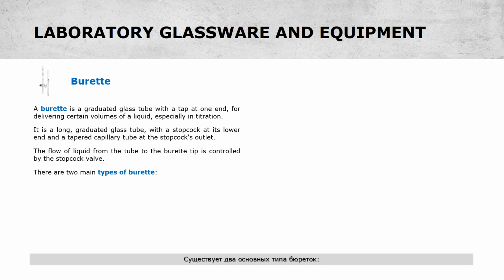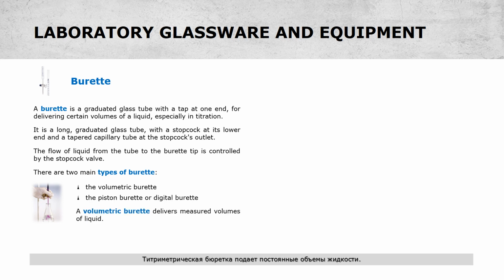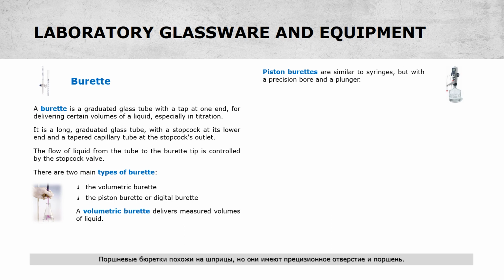There are two main types of burette. The volumetric burette. The piston burette or digital burette. A volumetric burette delivers measured volumes of liquid. Piston burettes are similar to syringes, but with a precision bore and a plunger. Piston burettes may be manually operated or may be motorized.